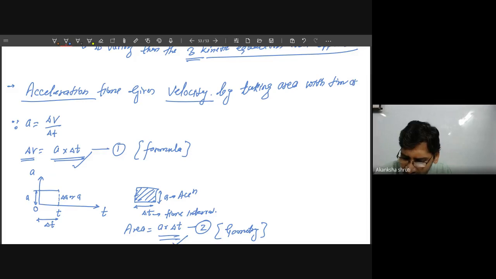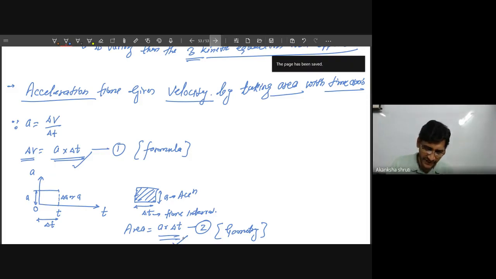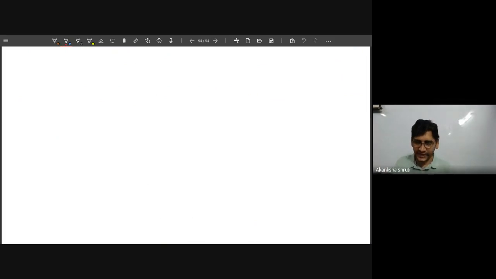So with the time axis, if we consider the area, then what is that area? That will give us the acceleration. So student, these are the things that we have to keep in mind. Now, how to keep all these things in mind? I'm going to tell you a very simple tip.